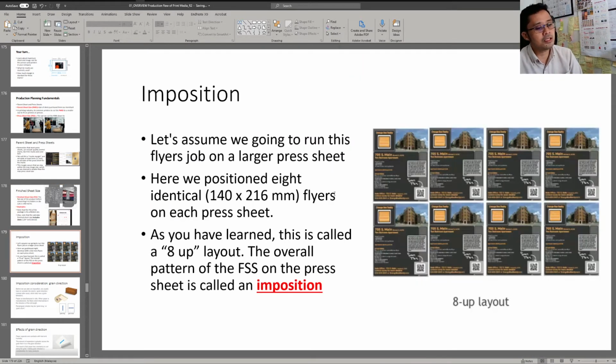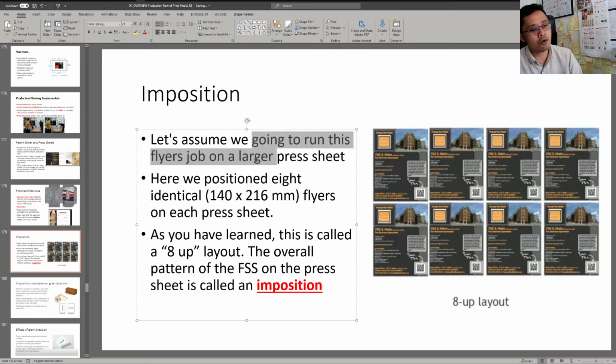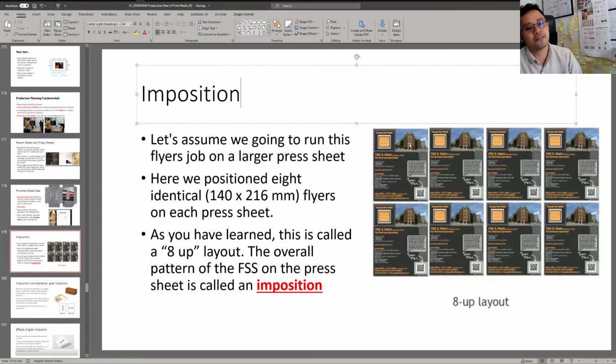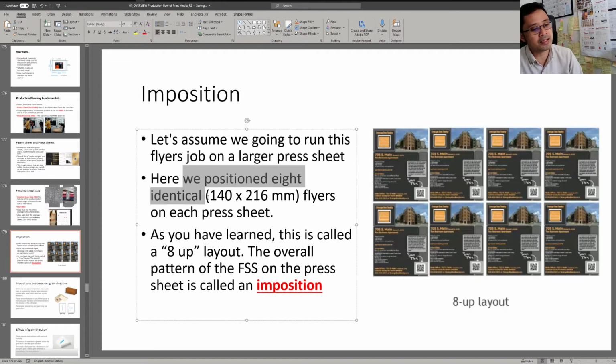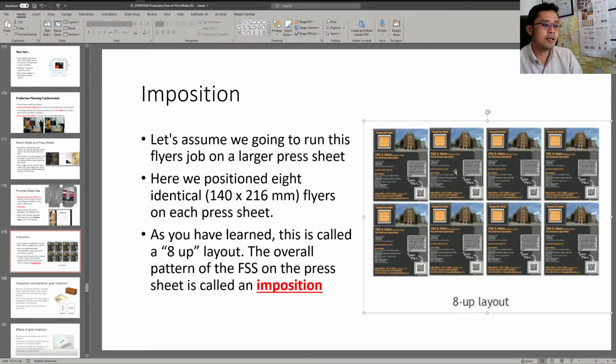Now, next term will be the imposition. Now, let's assume we're going to run this flyers job on the larger press sheet. Katalah yang ni flyers. Here we position 8 identical flyers on each press sheet. Kita positionkan flyers ini di atas press sheet ini. So, 1 flyer, 2, 3, 4, 5, 6, 7 dan 8. So, this is called 8 up.